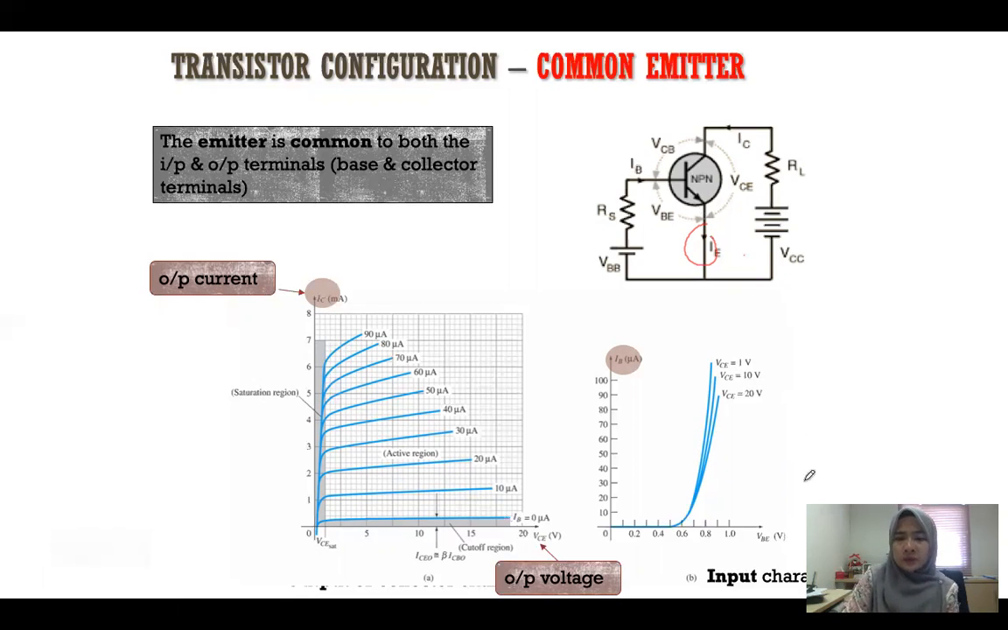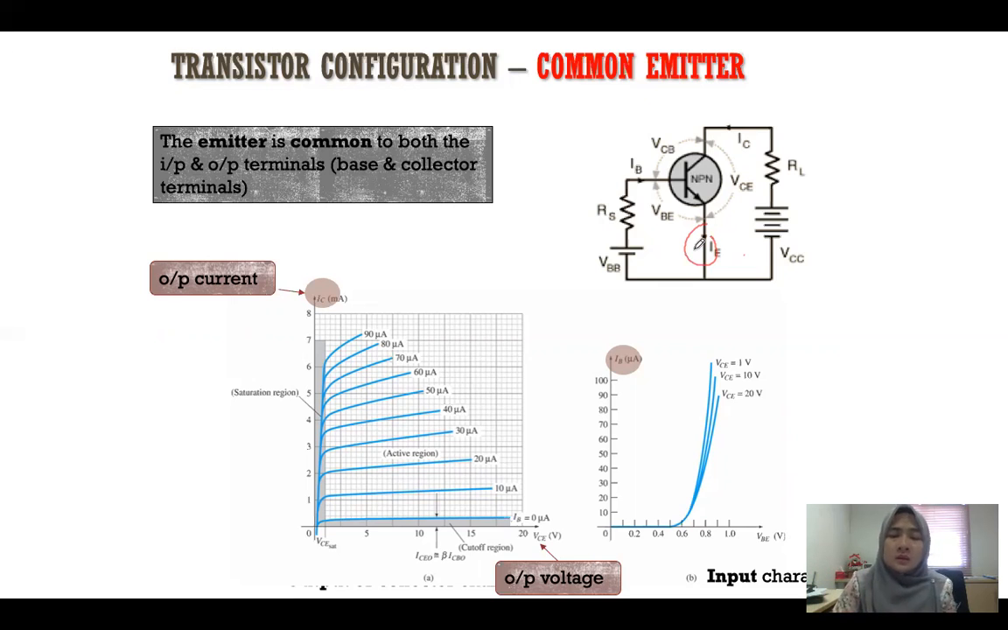Same over here, it shows you two graphs. This is the input characteristics, this is the output characteristics. Input characteristic is IB with respect to VBE, output is IC with respect to VCE. Take note that since this is common emitter, the emitter is common. In the previous slide, the base is common to both the input and output.